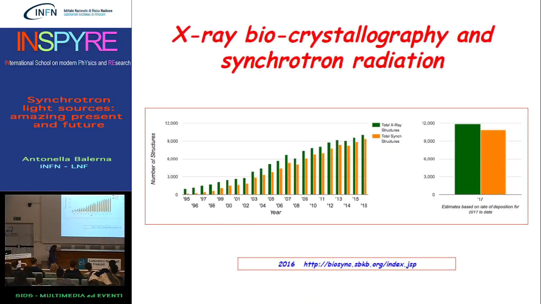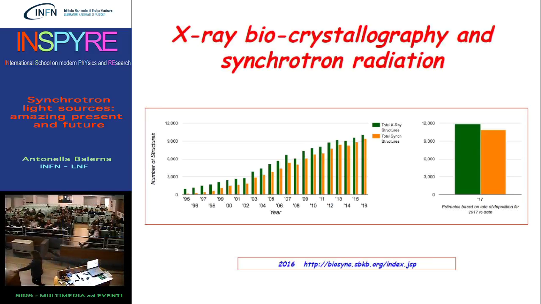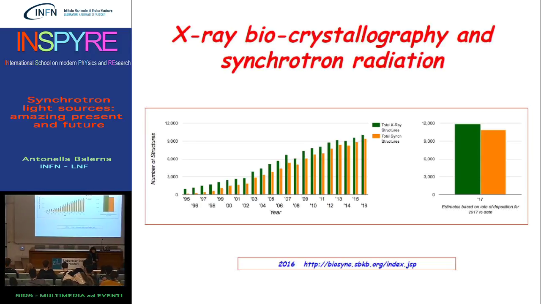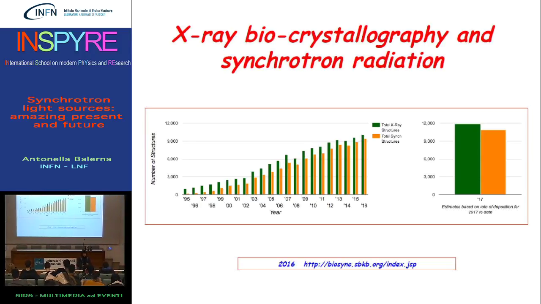Look here. This is a table. It's updated to 2016. These are the structures studied by synchrotron radiation. This is the total number of structures resolved, and the orange part is the part given to synchrotron radiation. We are over the total number. I don't remember how much it is, but the number increased very, very much, thanks to the fact that we have very, very bright sources.